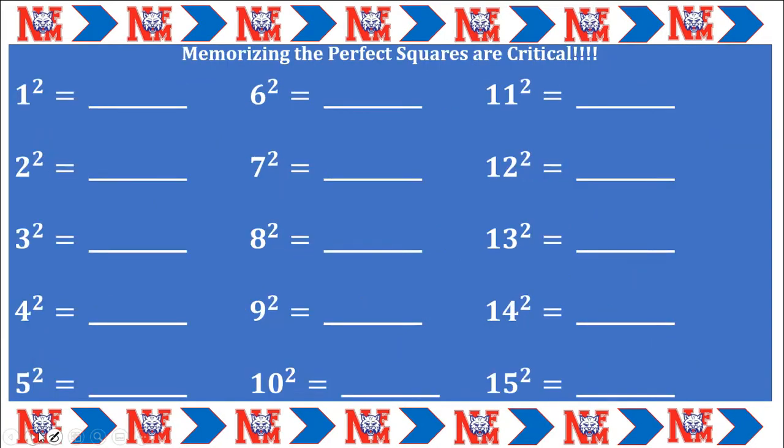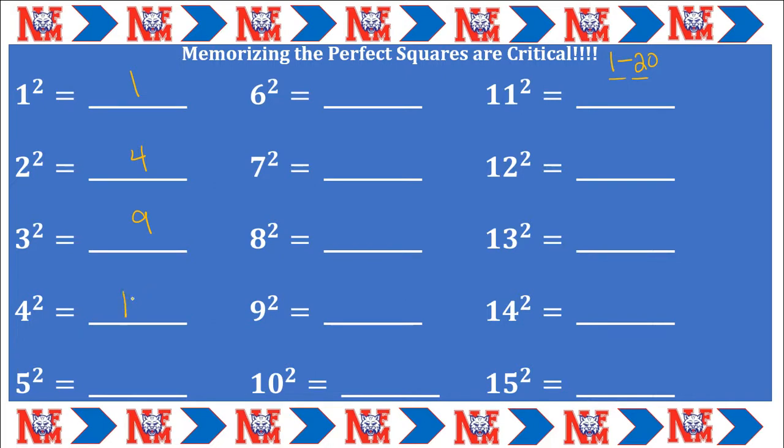So what's going to help is memorizing your perfect squares. That is going to be crucial for this lesson. So I want you to pause the video and I want you to do the perfect squares. It only shows to 15 squared, but I want you to go from the first 20 perfect squares. So 1 squared is 1, 2 squared is 4, 3 squared is 9, and so forth. So pause the video, and then when we come back, we'll go over the rest.